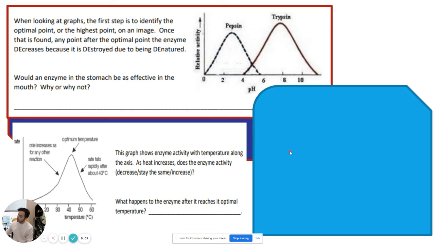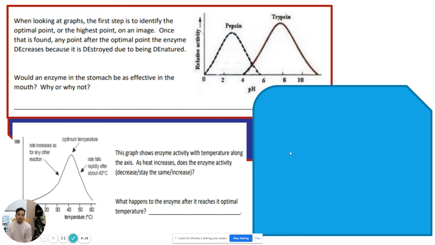Let's turn to page 103. 103, that very top one, says when looking at graphs, the first step is to identify the optimal point, or the highest point on an image. Once that is found, any point after that, after the optimal point, the enzyme decreases because it's destroyed due to being denatured. So it kind of stops working.